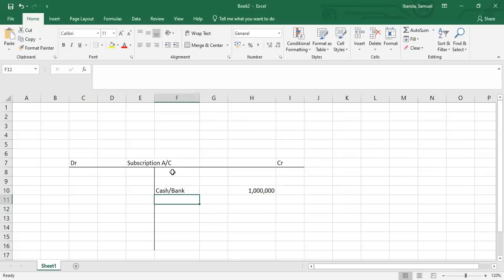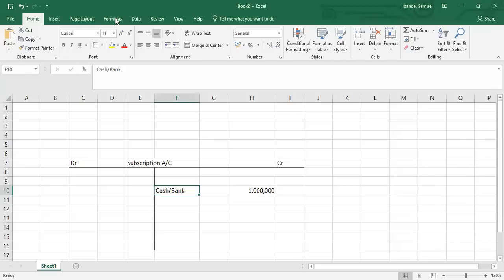Okay, remember, it's the same thing. Subscriptions are income. Okay, and what happens with incomes, as we debit our cash and bank or our receipts and payments account, we come and credit our subscription account. Okay, so that is why I'm crediting it right here.